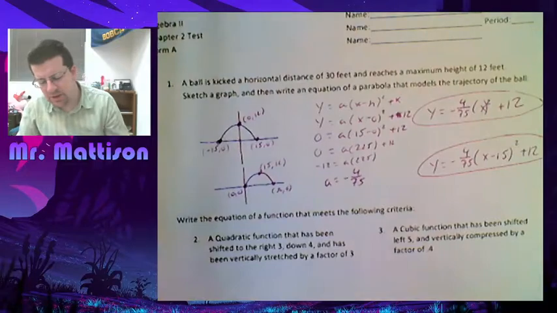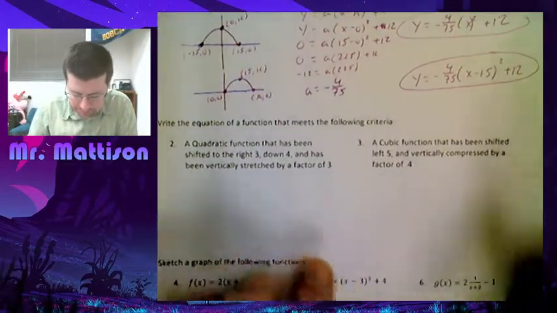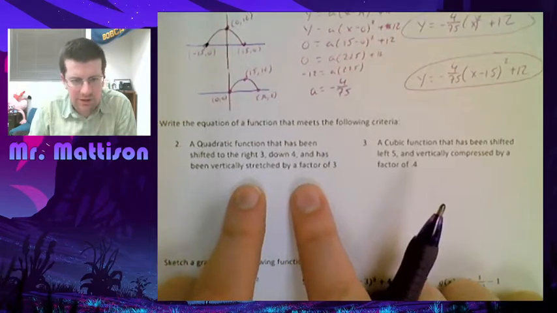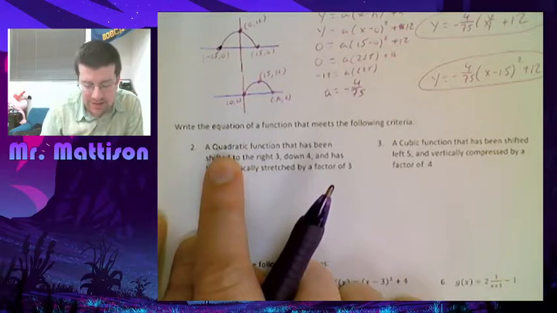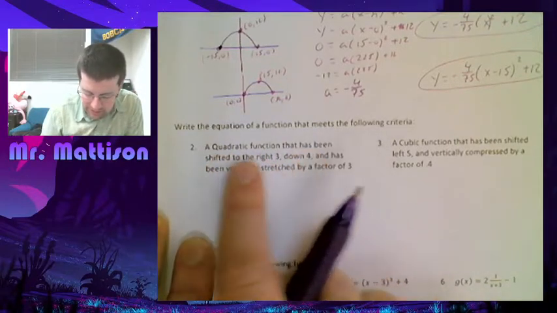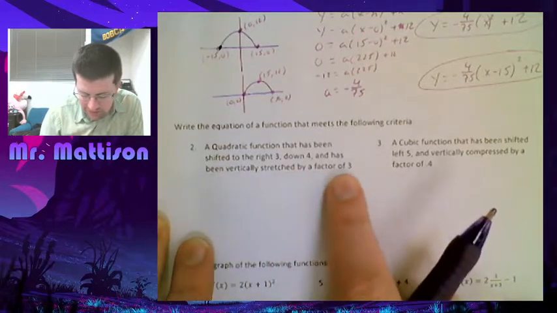All right, for 2 and 3, we're being given some criteria here, and we're going to try and write the equation for it. So quadratic, so that is x to the second power. It's been shifted to the right 3, down 4, vertically stretched by a factor of 3.